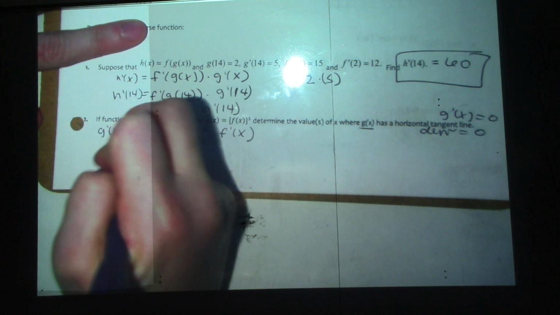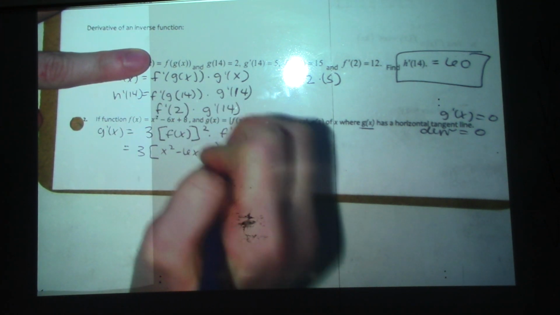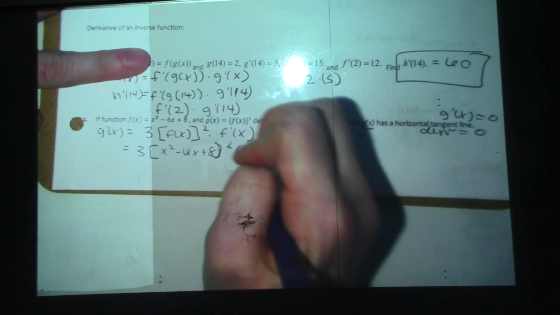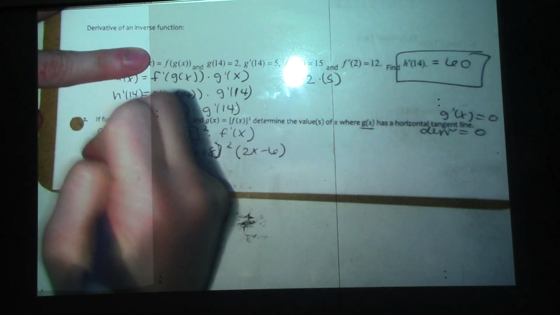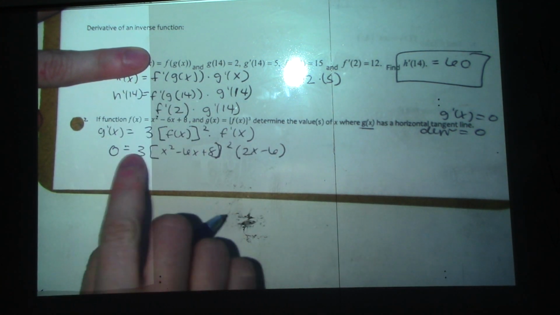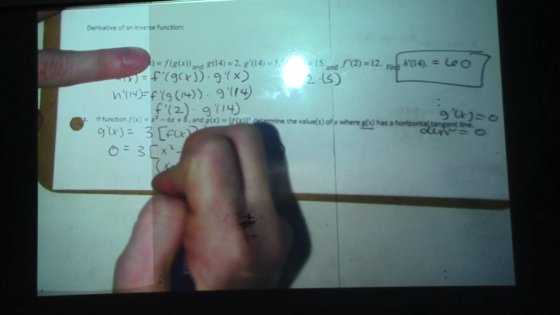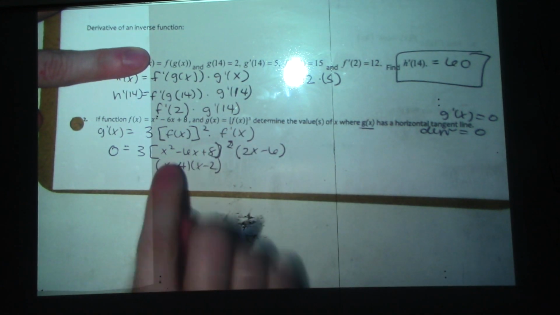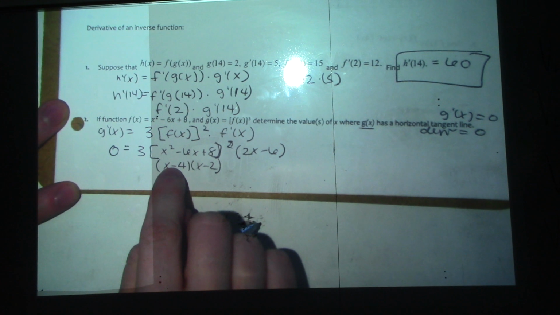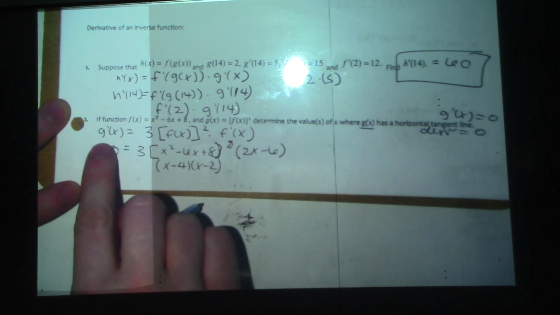And then now we can just replace: this is (x squared minus 6x plus 8) squared. F prime would be 2x minus 6. And we just said that we want g prime of x equals 0. So 3, right, there's no x value that will make 3 equal to 0. But if you look right here, this is going to become (x minus 4)(x minus 2). So both of those values, x equals 4 or 2, would make this term 0, which would then be multiplying, making everything 0.